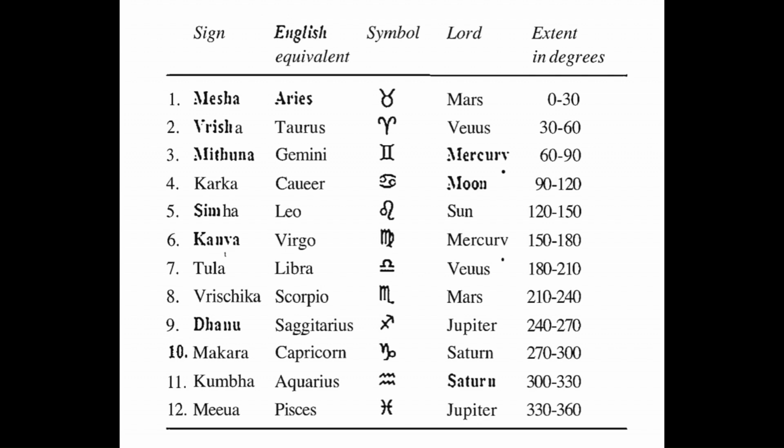Rashi number 7 is Libra and its lord is again Venus. Rashi number 8 is Scorpio and its lord is again Mars. Rashi number 9 is Sagittarius and its lord is Jupiter. Rashi number 10 is Capricorn and its lord is Saturn. Rashi number 11 is Aquarius and its lord is again Saturn. Rashi number 12 is Pisces and its lord is again Jupiter.